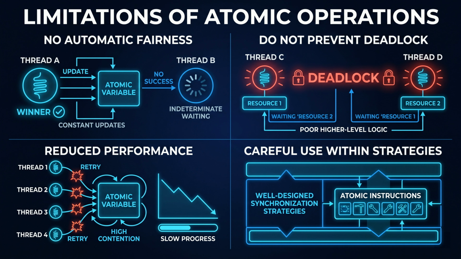There are still limitations. Atomic operations solve the low-level update problem, but they do not automatically guarantee fairness. One thread may repeatedly win while another waits. They also do not prevent deadlock by themselves if higher-level logic is poor. In addition, on highly contested systems, constant retries can reduce performance. So while atomic instructions are powerful tools, they must be used carefully within well-designed synchronization strategies.